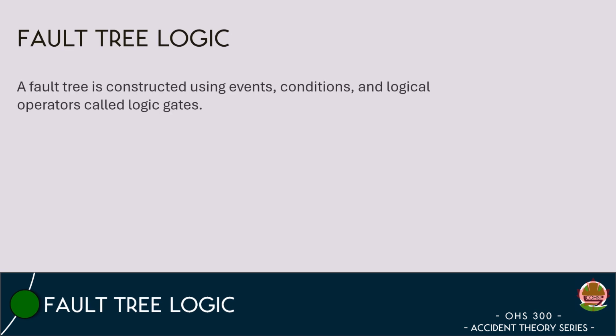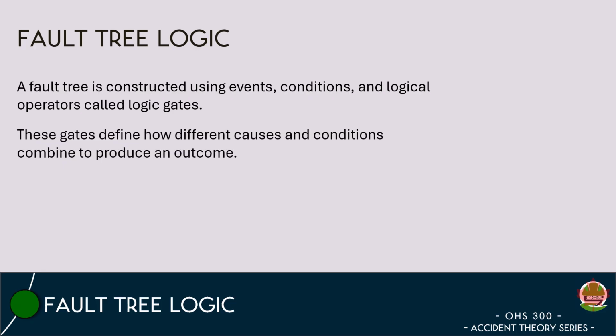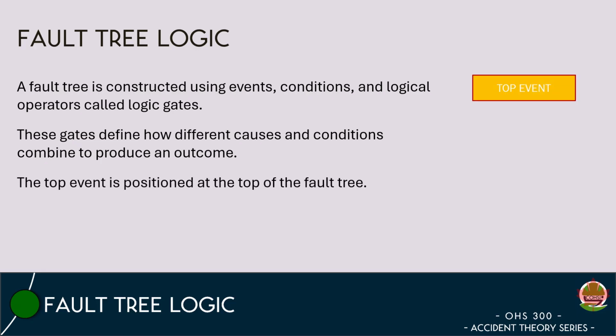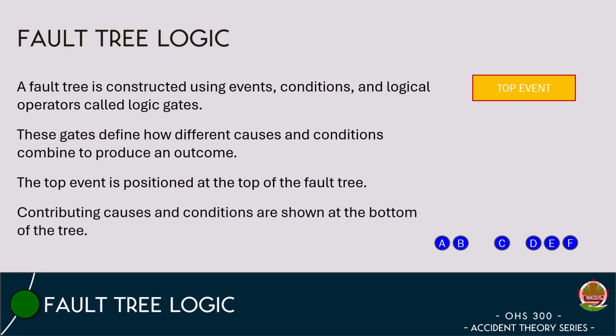A fault tree is built using a combination of events, conditions, and logical operators known as logic gates, which are terms derived from Boolean logic. These gates define the relationships between different causes and conditions that lead to a specific outcome, referred to as the top event. Simply put, the top event is at the top of the tree, and all of the causes are at the bottom of the tree. How these causes affect the top event depends on their interactions and reliabilities.